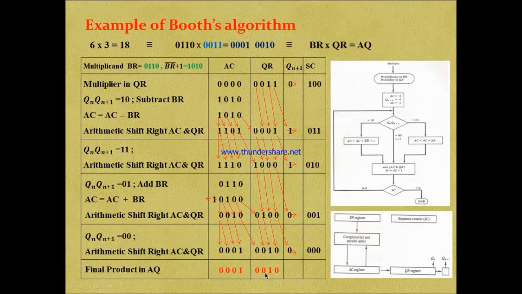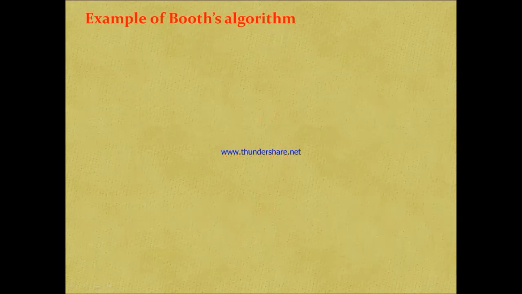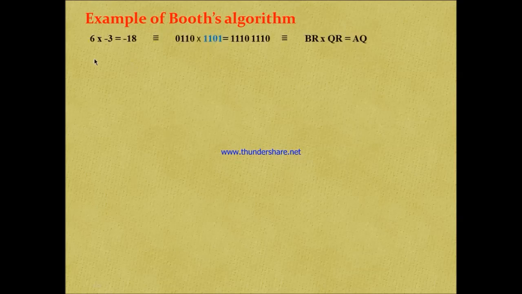So as you can see, the final product is equal to our required product. So that means with the help of this Booth algorithm, we can perform the multiplication operation. Now we will check one example with negative numbers. That means we will take the multiplicand 6 and multiplier minus 3.